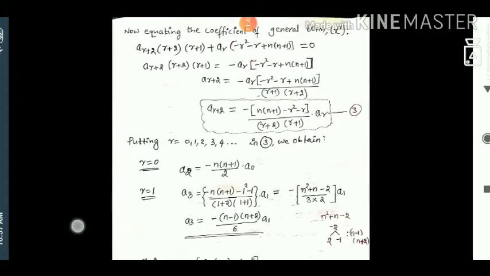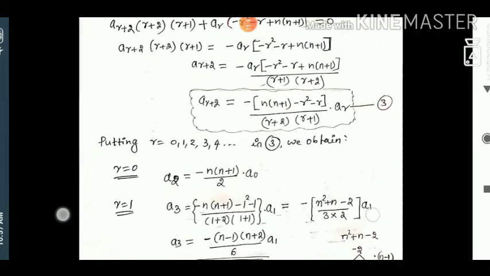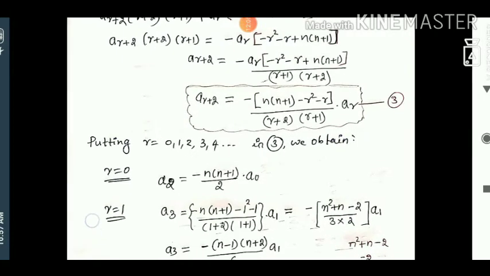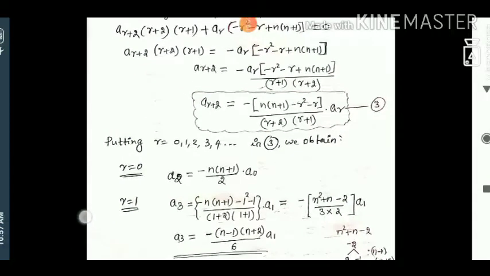A1 plus 2, that is A3 equal to minus of n into n plus 1 minus 1 square, that is r square minus 1, divided by r plus 2, that is 1 plus 2, into 1 plus 1, into a r, which is a1, which we simplify: minus n square plus n minus 2 divided by 3 plus 2 into a1. Or we can factorize this minus of n square plus n minus 2, because it is a quadratic equation, we know how to factorize.